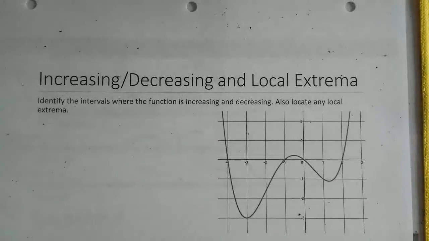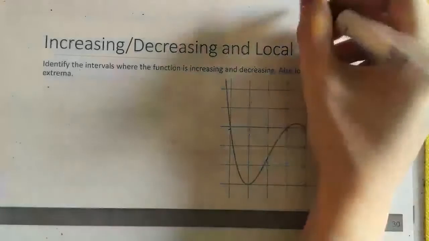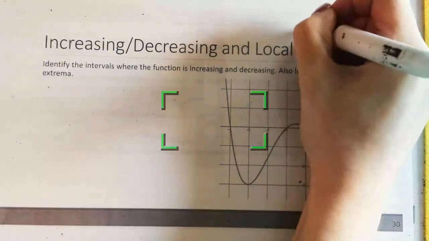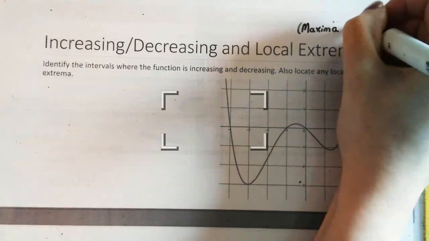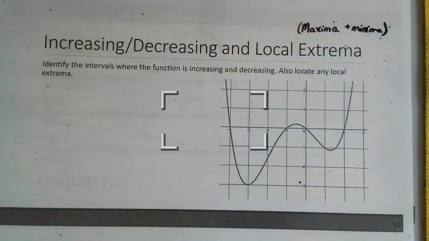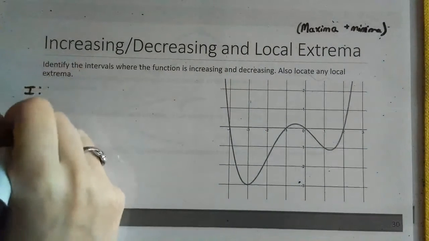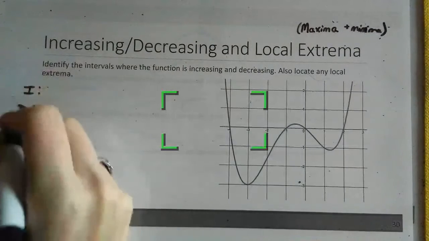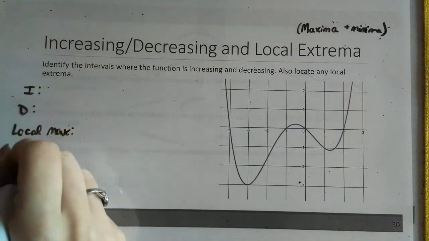So we're going to take a look at this graph and see if we can figure out where it's increasing and decreasing and find any local extrema. When you see this word extrema, it just means maximums and minimums, or maxima and minima. So identify the intervals where the function is increasing and decreasing. Also locate any local extrema. So we want to know where it's increasing, where it's decreasing. We want to find any local max if they exist, and any local mins if they exist.